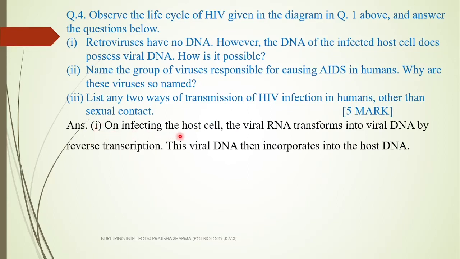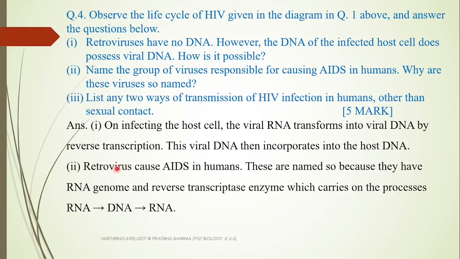Okay, so on infecting the host cell, the viral RNA is transformed into viral DNA with the help of the enzyme reverse transcriptase. So this viral DNA gets incorporated in the host, because of reverse transcriptase. Second question, name the group of viruses responsible for causing AIDS in humans. Retrovirus. Why are these viruses so named? Because they have an RNA genome and reverse transcriptase is there.